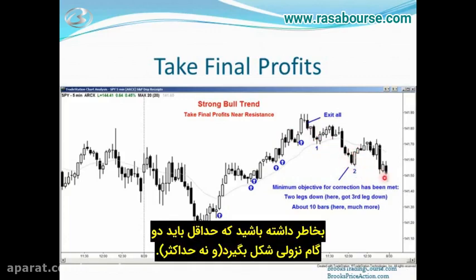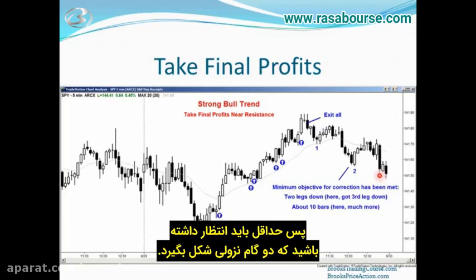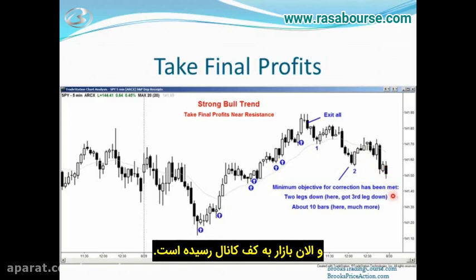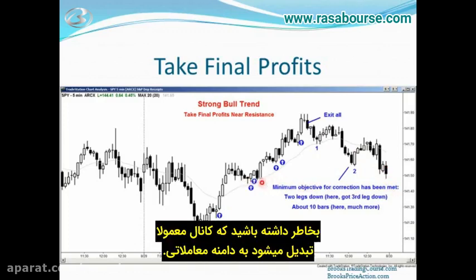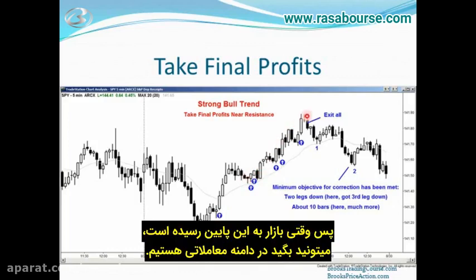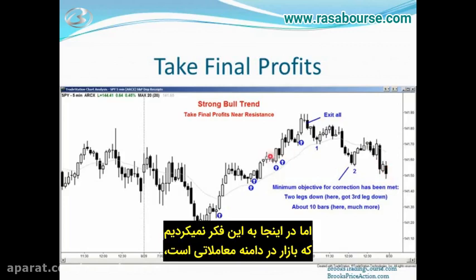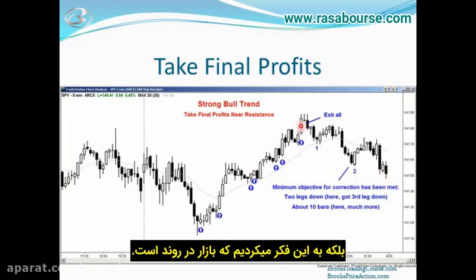Remember, 2 legs is not necessarily the minimum, not necessarily the maximum, it's the minimum that you should expect. And sometimes you get 3 legs, sometimes you get an entire trend. And we're now back into the neighborhood of the bottom of the channel. Remember, channels usually evolve into trading ranges. So when the market's down here, you'll say, yeah, it's a trading range. We went up, we went down. But when the market was over here, you were not thinking trading range, you were thinking trend.